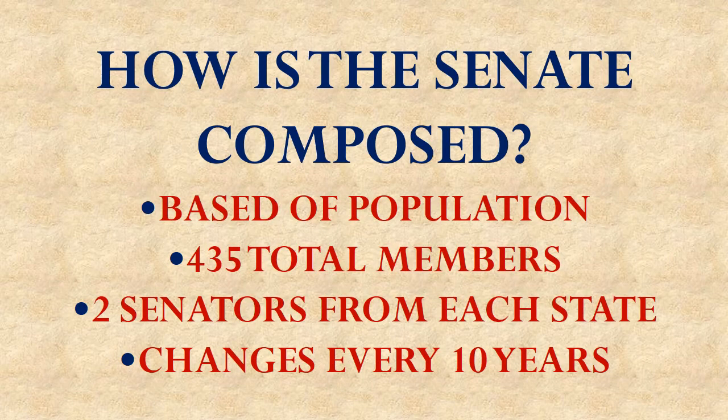How is the Senate composed? Is it based on population? Do they have 435 total members? Are there 2 senators from each state? Or does the composition actually change every 10 years? In the Senate, each state is represented by 2 senators.